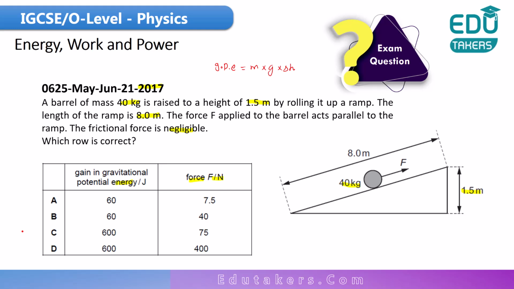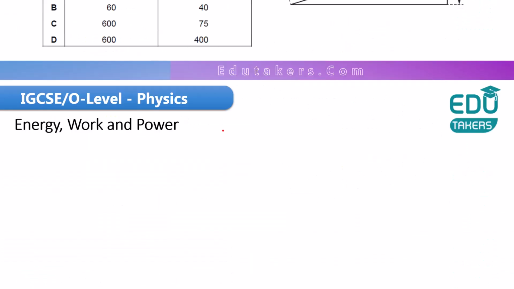Initially the barrel is at the down of the ramp. It means that it is at 0 meter height. So when the force is applied, it moves in upward direction so that it goes to a height of 1.5 meter. So in this case, I can simply say that the height is 1.5 meter because the initial height is 0. Use the formula of the gravitational potential energy and put the value, you get the gain in gravitational potential energy. Let's see the answer and explanation.